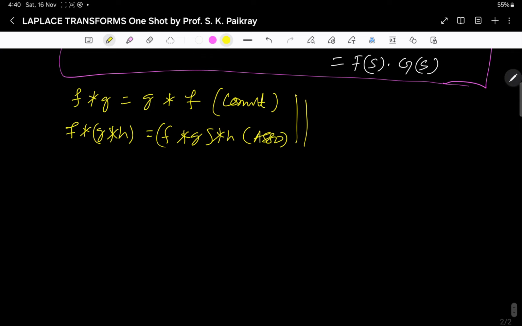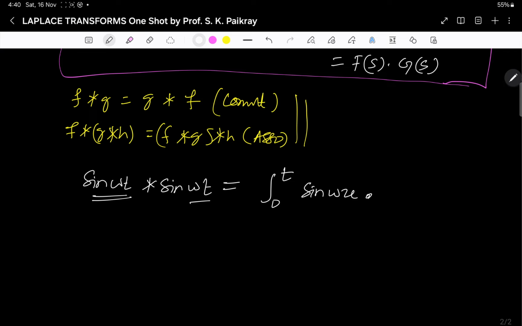If I ask you what is sin omega t convolution sin omega t, then that will be integral 0 to t, first t is replaced by u, sin omega u, second t is replaced by t minus u, into sin omega (t minus u) du. So to apply a formula, we need 2 sin a sin b, and to balance it we need half, and we apply 2 sin a sin b and so on.